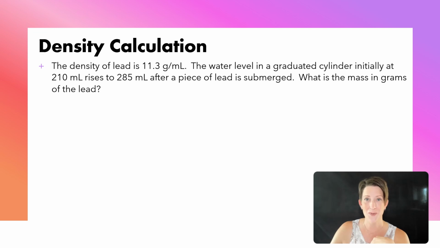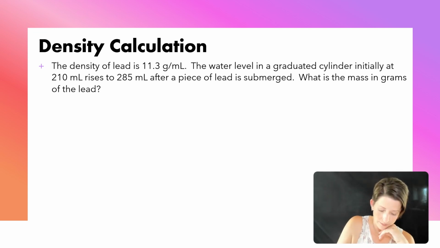What this looks like in a word problem. The density of lead is 11.3 grams per milliliter. The water level in the graduated cylinder is initially at 210 milliliters, and it rises to 285 milliliters after a piece of lead is submerged. What is the mass in grams of the lead?